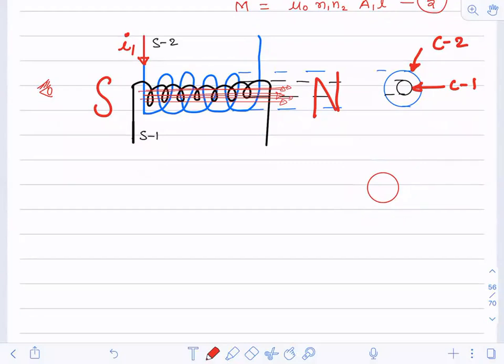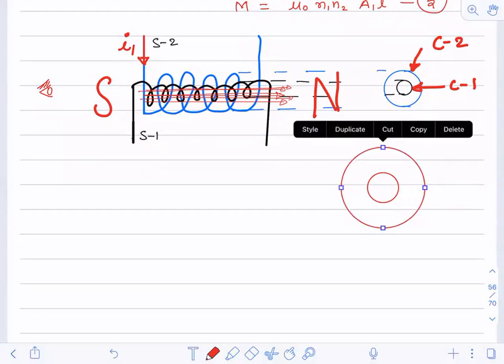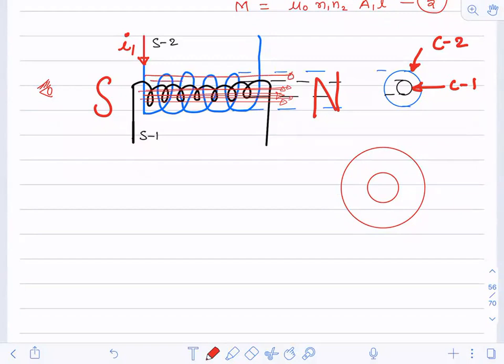Okay. What has happened? The magnetic field lines are now concentrated everywhere. That is a true statement. Here also magnetic field lines, everywhere there will be magnetic field lines like this. Now you just see here.